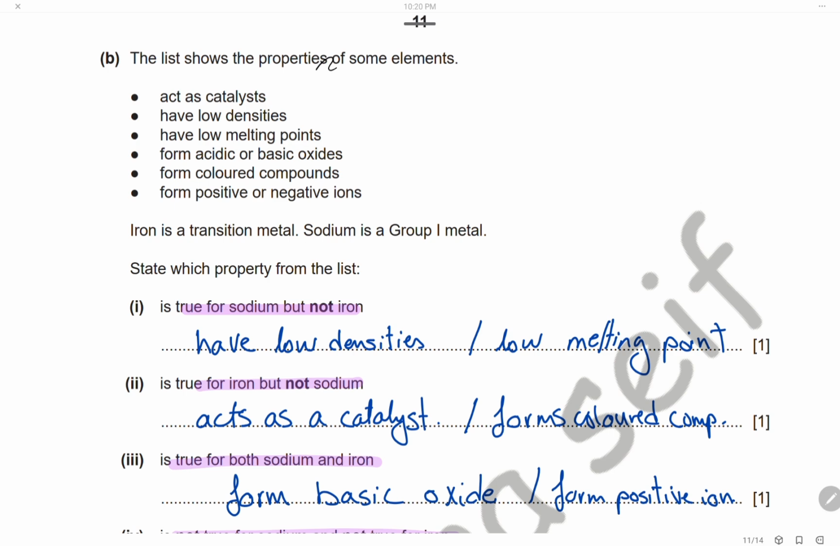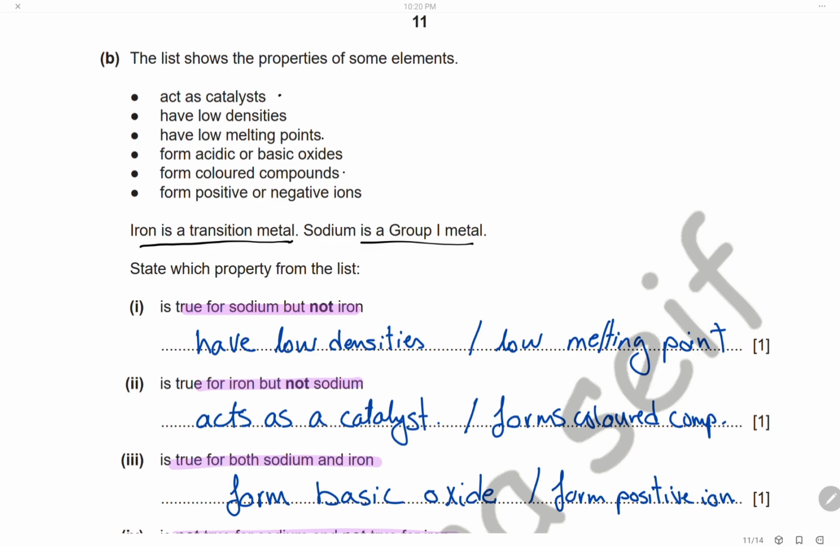The list shows properties of some elements: act as catalyst, have low density, low melting point, form acidic or form basic oxide, form colored compounds, form positive or negative ions. Iron is a transition metal. Sodium is a group 1 metal. State which property from the list is true for sodium but not true for iron.